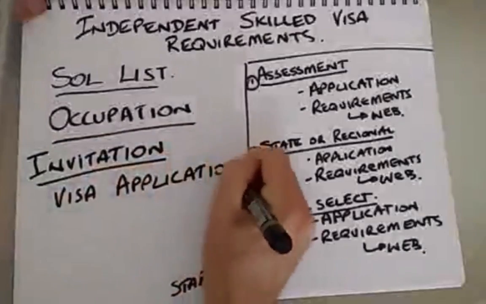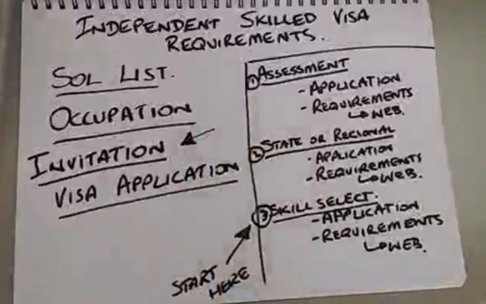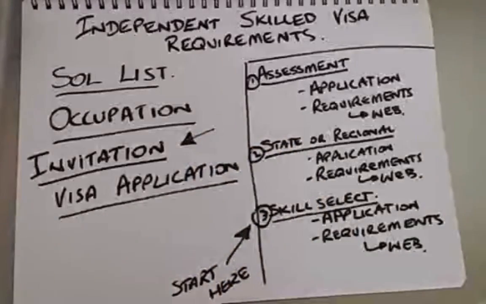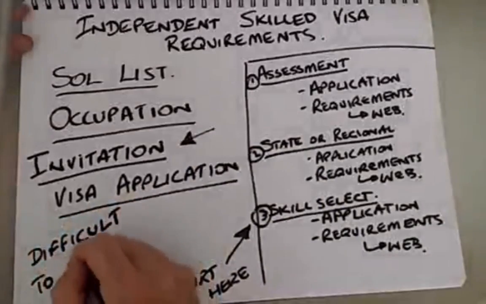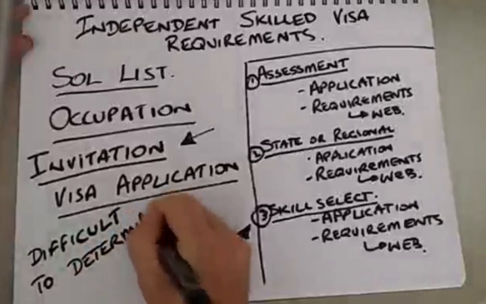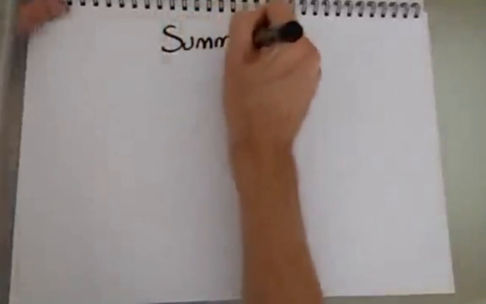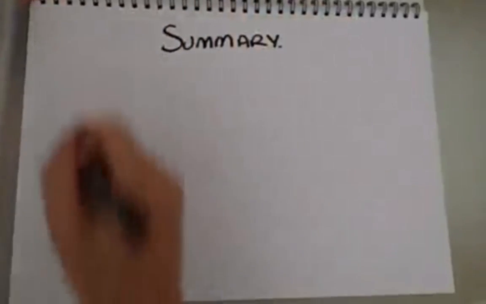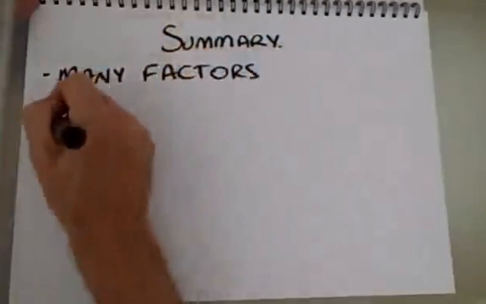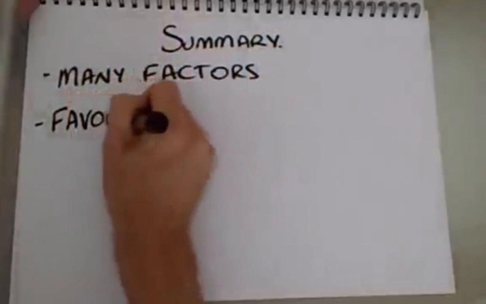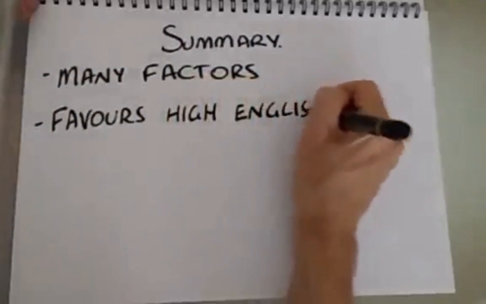But the thing is, with all of this, it is really dependent on the invitation and when you receive that. So it's difficult to determine the timing on these visas. That's why it's easier to progress with them offshore. Now, in summary, there are many factors that you need to be aware of. There's the assessment process, there's Skillselect. However, the main thing is they all do favour high English capability. So make sure before you even start this process, you get an English test score, for example, IELTS or TOEFL.